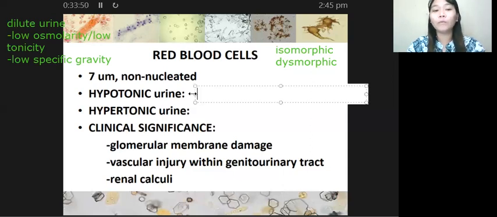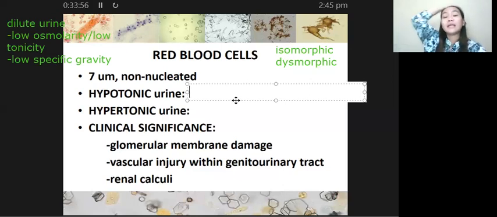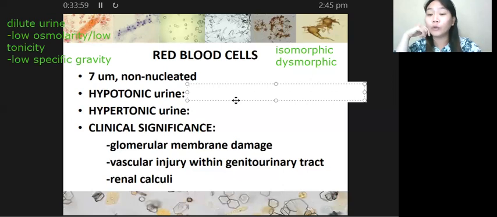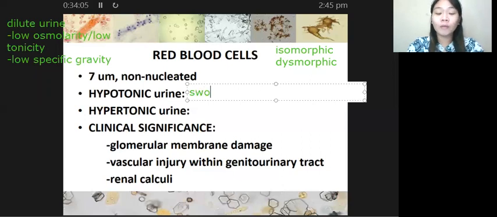Okay? And what term do we use in order to describe the cell found in your hypotonic urine? Pag hypotonic, ano ang mangyayari sa red blood cells natin? They will become swollen. If they become swollen, what will happen to them? There is a high likelihood that they will undergo lysis. So after ng lysis ng ating RBCs, ano ang mangyayari?